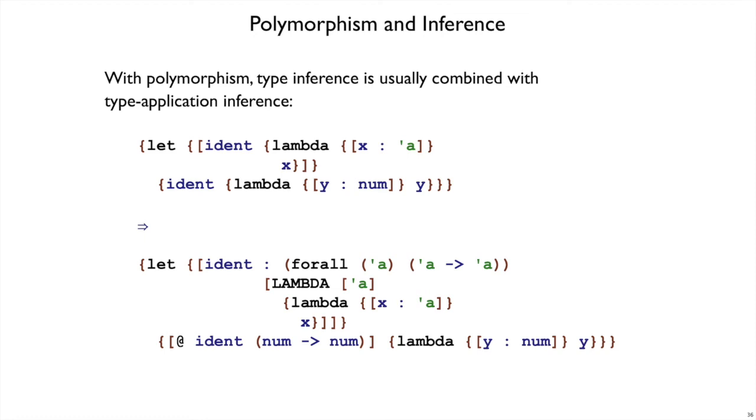In Plait, we can write the polymorphic identity function without a big lambda. We just write ident as a lambda that takes x and returns x. And we can apply ident without explicitly picking a type to use for that polymorphic call. We just apply ident to a function, and Plait figures out that ident is instantiated at num arrow num in this case.